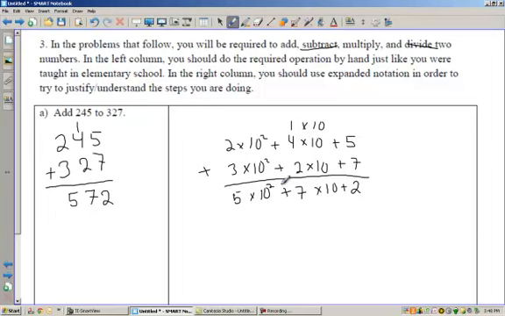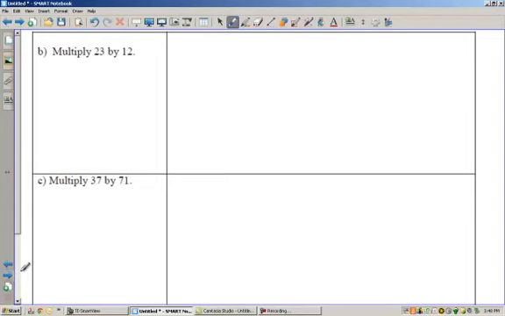So this exercise is designed to help you understand why this process, this algorithm over here, actually works. All right, so let's look at the next example, in which we are going to multiply. So multiplication here, I'm going to do 23 times 12. So let's just do this like we were taught. So 23 times 12.